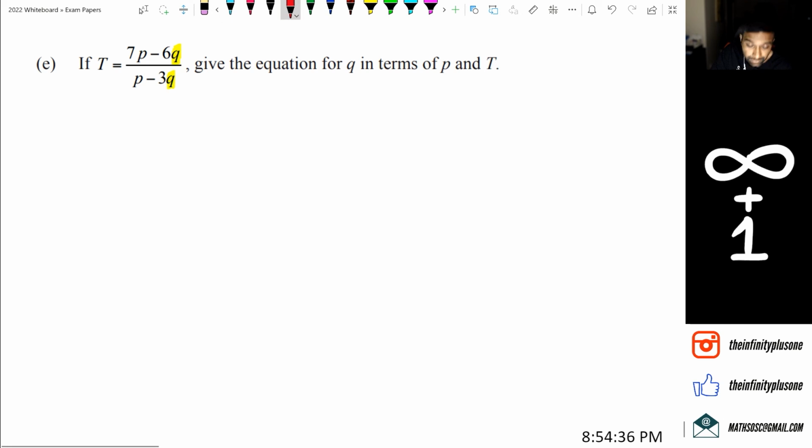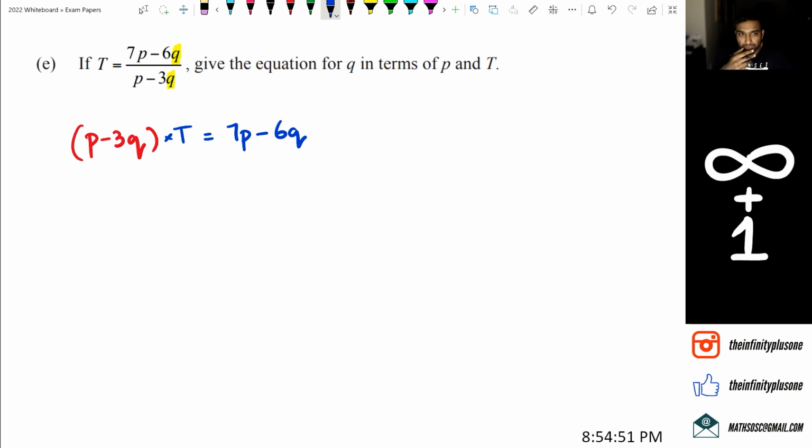So what I'm going to do is bring it to the numerator on the opposite side next to the T, and I'm going to multiply it with t, and all of this is equal to 7p minus 6q. Now at this point I've got to expand the brackets, so I've got to multiply these two things by the t. So I'm going to get pt minus 3qt equals 7p minus 6q. Alright, so we're good with this so far.